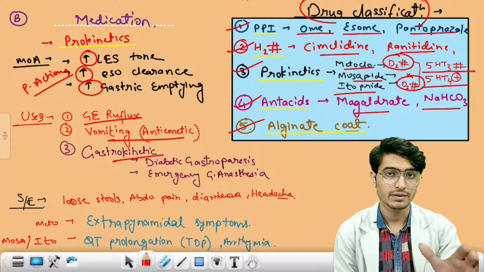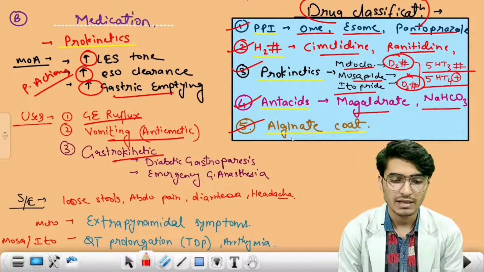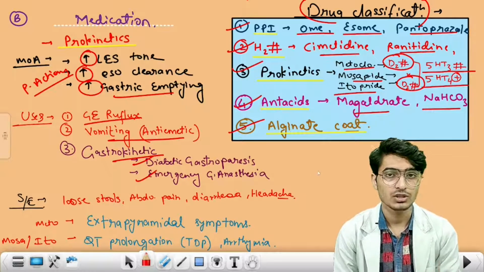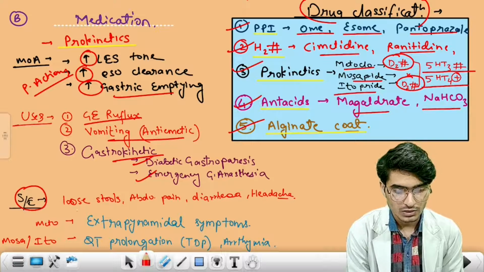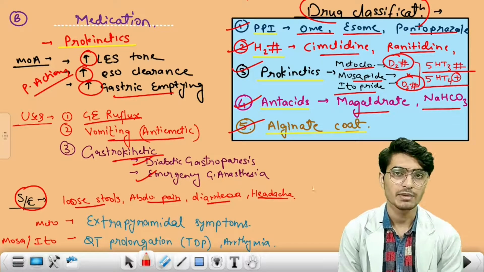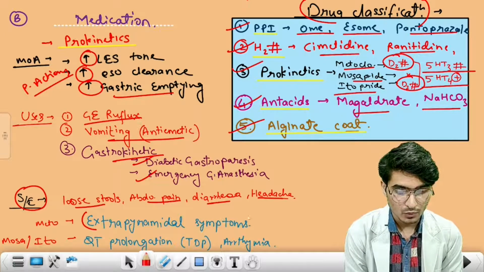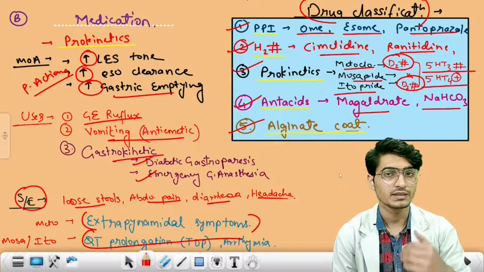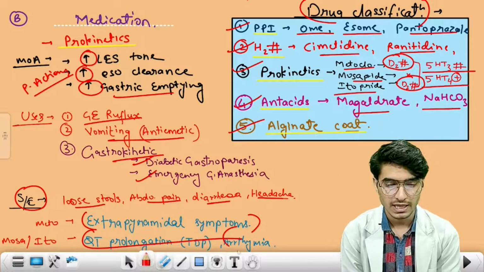gastrokinetic. So the gastrokinetic effect is there, increasing the gastric emptying, thereby useful in diabetic gastroparesis and emergency general anesthesia, right? So these are the uses, and the side effects include loose stools, abdominal pain, diarrhea and headache, okay? And metoclopramide causes extrapyramidal symptoms, and mosapride and itopride just cause prolongation of the QT interval, thereby increasing the risk of TdP, torsades de pointes, and arrhythmia.